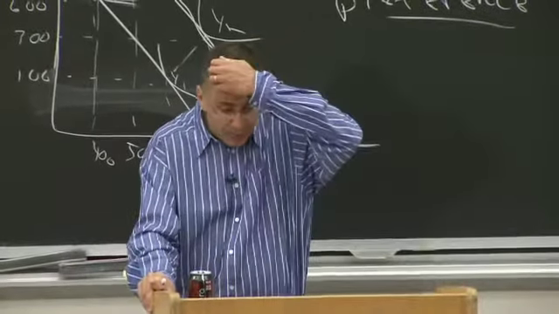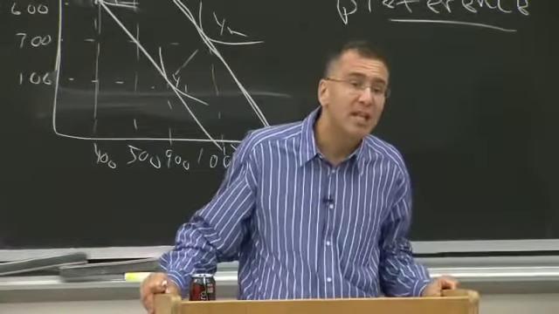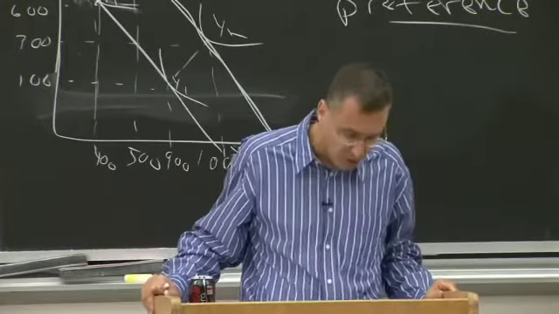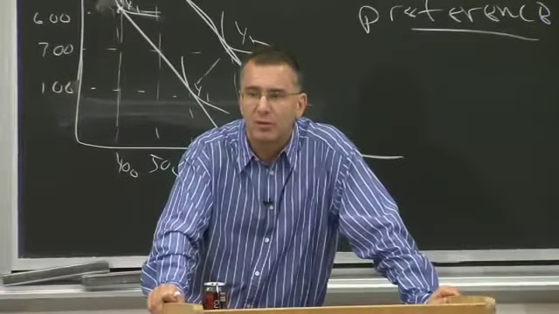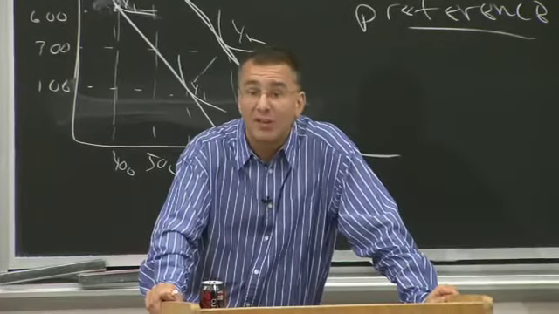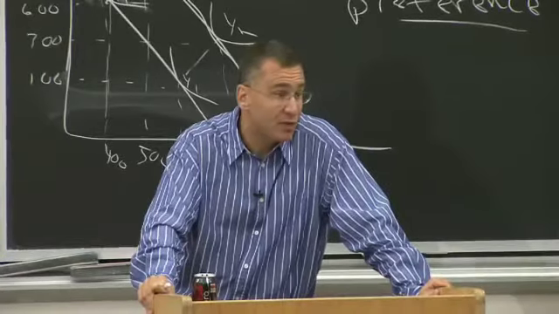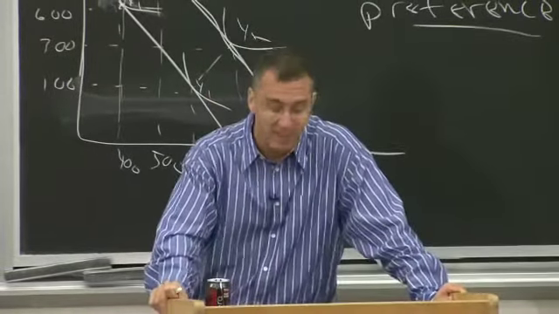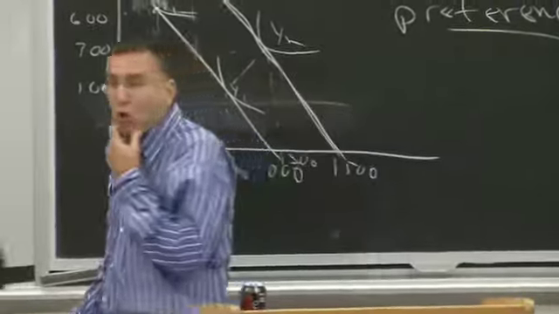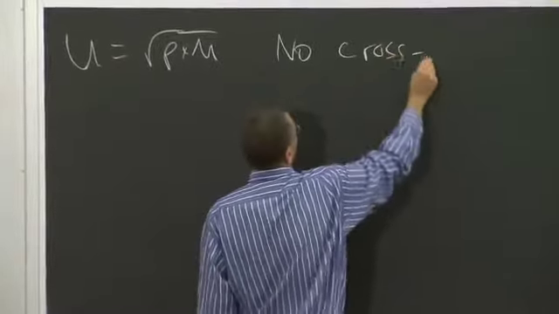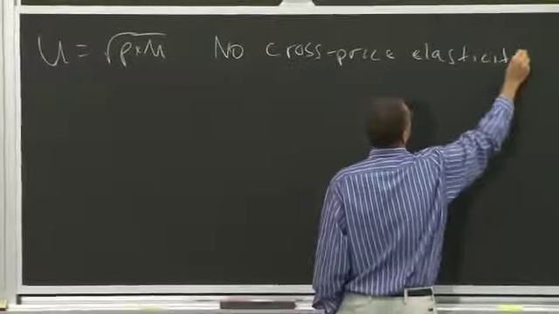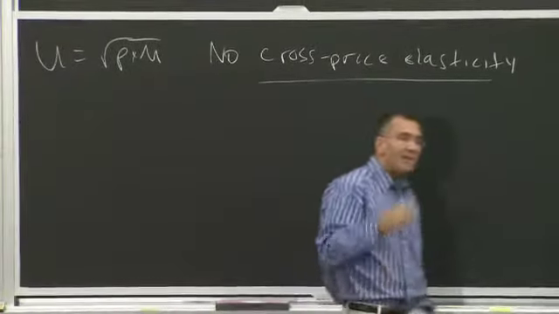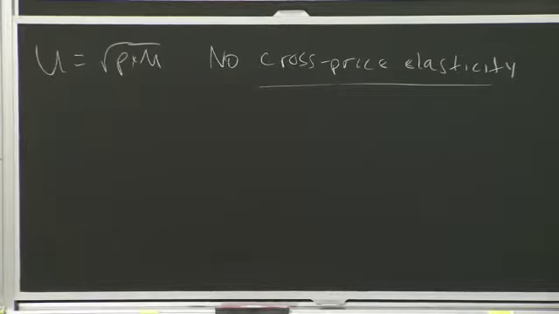Now, note that this is a particular case we did. In this case, as we changed the price of movies, what happened to demand for pizzas? Stayed the same. That is a particular case that will happen with utility functions of this form. It's a case of what we call no cross-price elasticity. What that means is that as the price of one good changes, it does not change your demand for the other good.